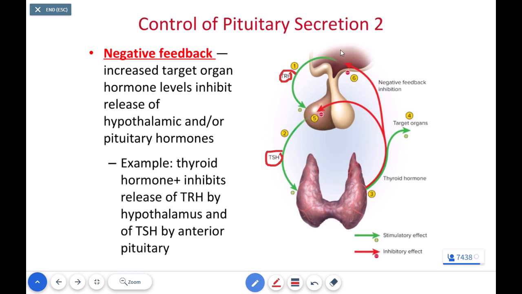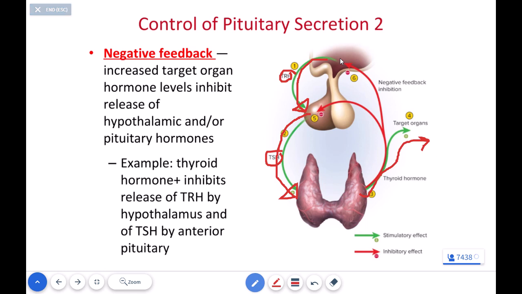So if we're in a situation where we need to have more T3, T4, more thyroid hormones, the hypothalamus will detect that and release TRH that goes to the anterior pituitary gland. When thyroid-releasing hormone goes to the anterior pituitary gland, it causes the anterior pituitary gland to release thyroid-stimulating hormone. Thyroid-stimulating hormone will then go to the thyroid gland, and the thyroid gland, in response to TSH, will release T3, T4, the thyroid hormones. And those thyroid hormones will go to the target organs, which are numerous throughout the body.